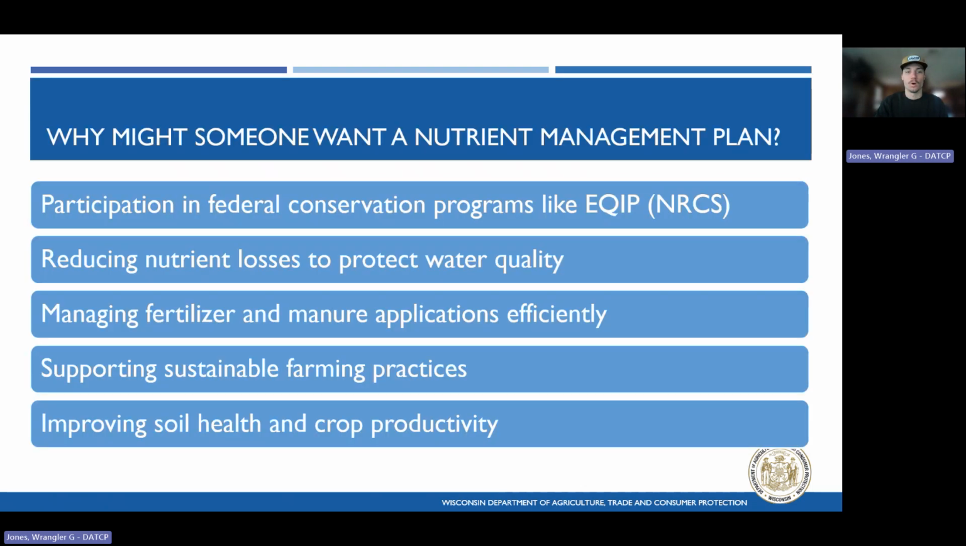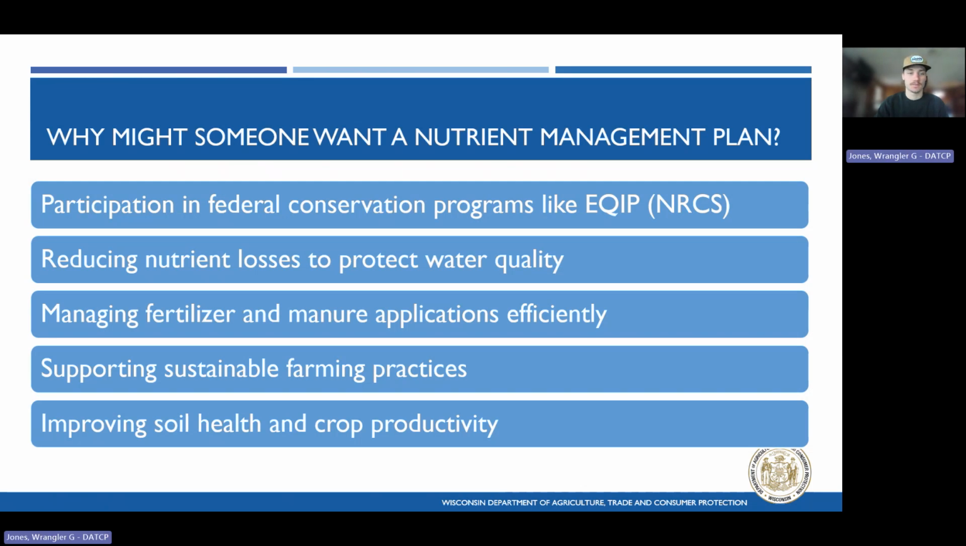But why would a farmer want one? If they're participating in federal conservation programs like EQIP, you can get funding for writing a nutrient management plan. If they want to reduce their nutrient losses to protect water quality on the farm, or if they're looking to better manage their fertilizer and manure applications to save money or put it where it's a better fit. If they're looking to support sustainable farming practices, which seems to be a big thing more and more, or if they're wanting to improve soil health and crop productivity. So these are all things that farmers might want to have a nutrient management plan for.